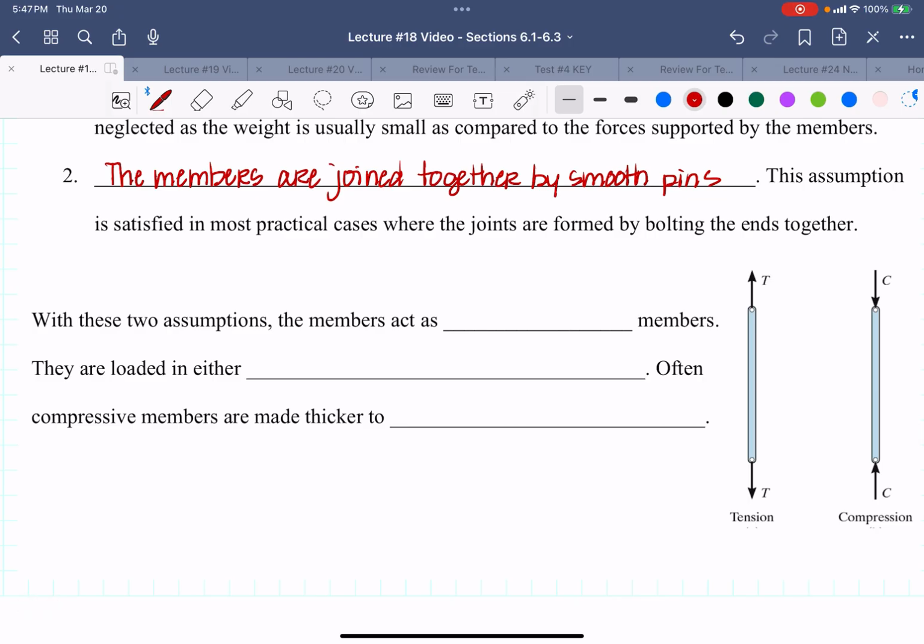So when these two assumptions happen, the members act as two force members, which we've talked about before. They are loaded in either tension or compression. Remember, tension is pulling out, compression is squishing in, as shown over here on the right. Often, compressive members are made thicker to prevent buckling. So it's important to know whether they are in tension or compression.